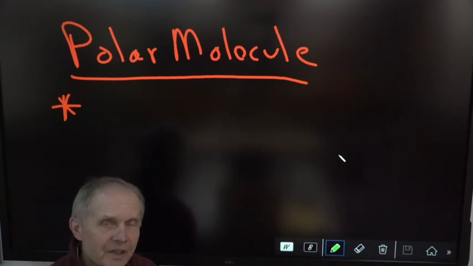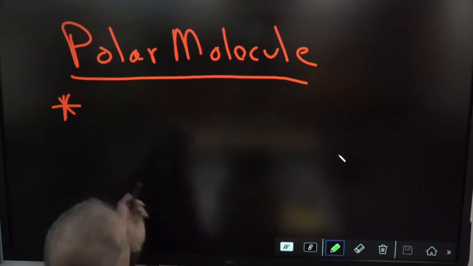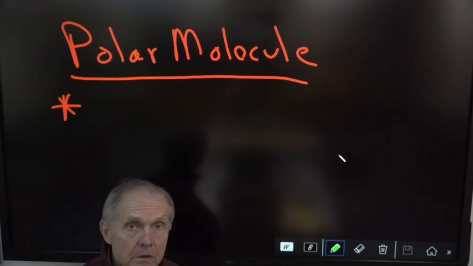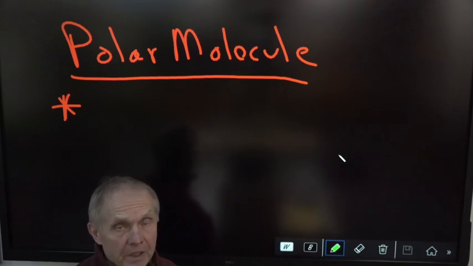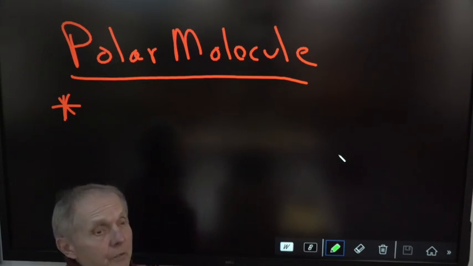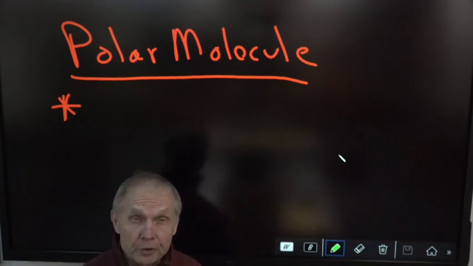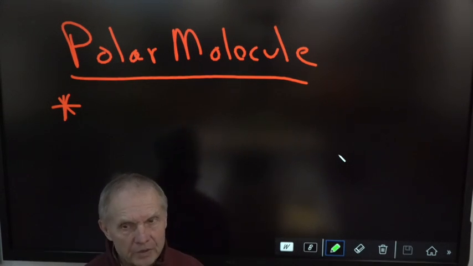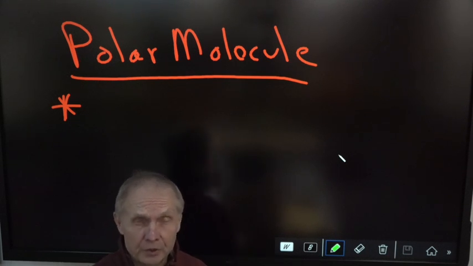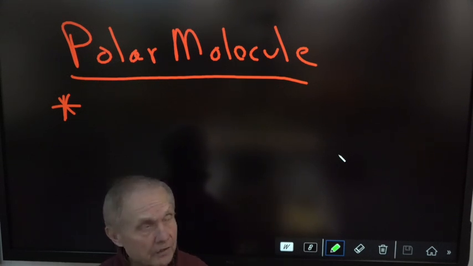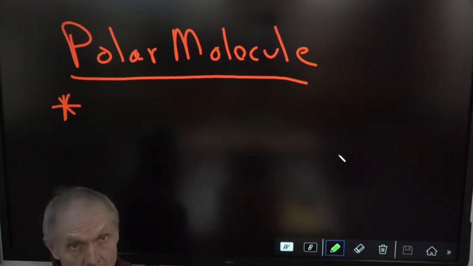And here's how you tell. If the polar molecule is asymmetrical, you know what that means? It's really asymmetrical charge distribution. But for high school chemistry, if you can figure out if the molecule is asymmetrical or symmetrical, you got it taken care of. So, polar molecule.